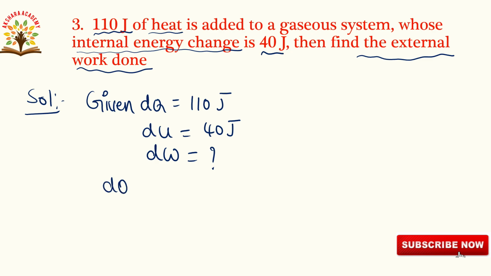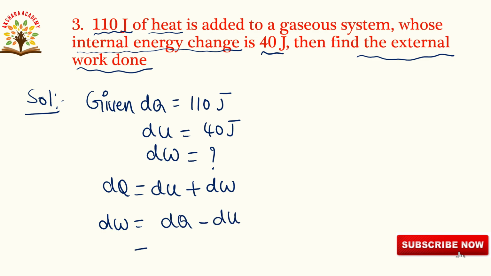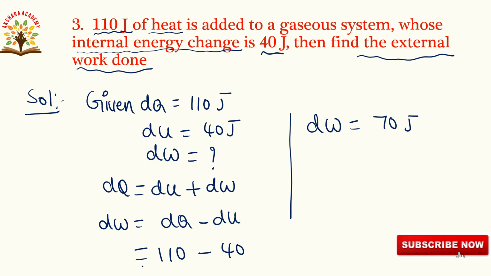From the first law of thermodynamics, dQ is equal to dU plus dW. So dW is equal to dQ minus dU. dQ is 110 joules and dU is 40 joules. Subtracting, we are getting dW is equal to 70 joules. So therefore dW is equal to 70 joules.